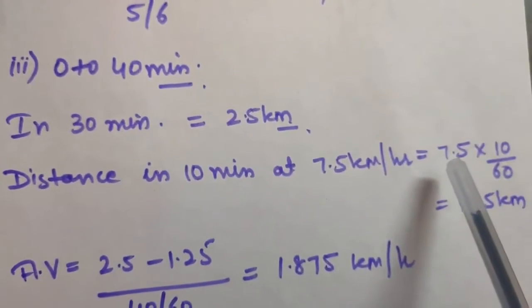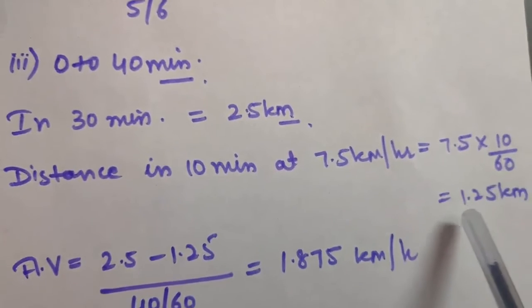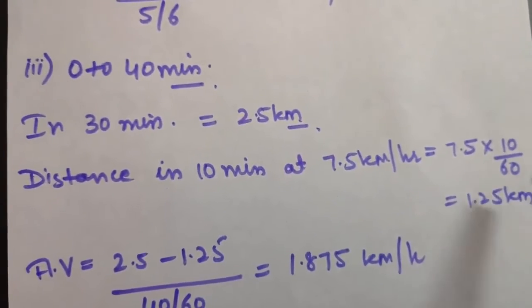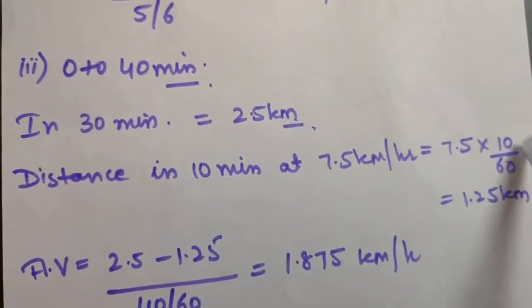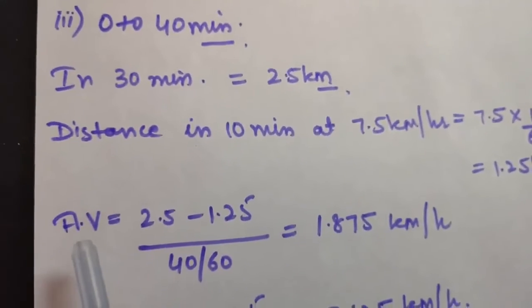So that distance will be 7.5 into 10 by 60. So you will get 1.25 kilometer, because this is speed and this is time. Okay, so now we have got distance. Now to calculate average speed.